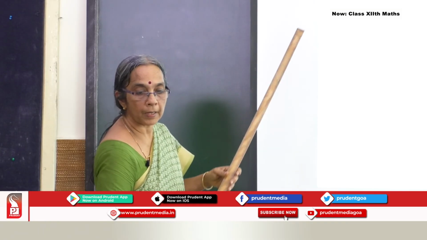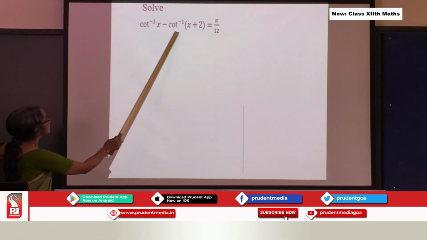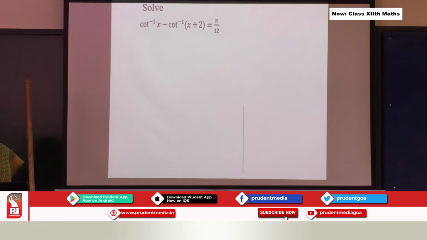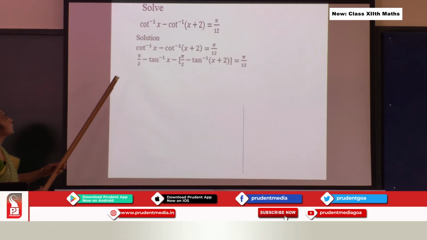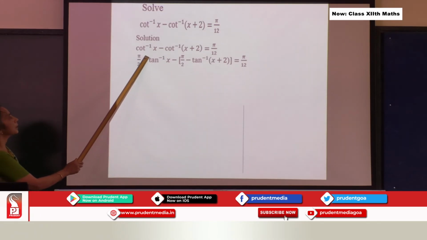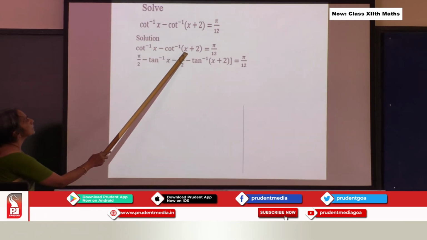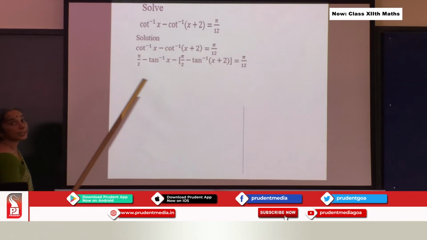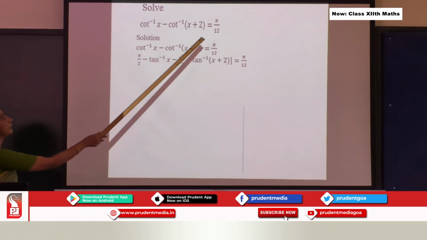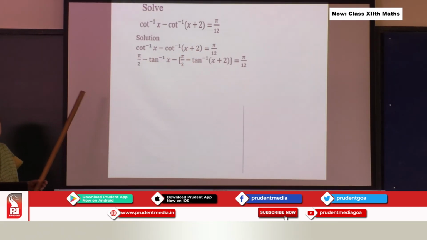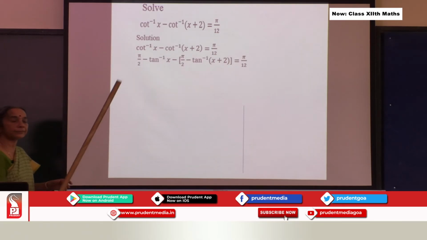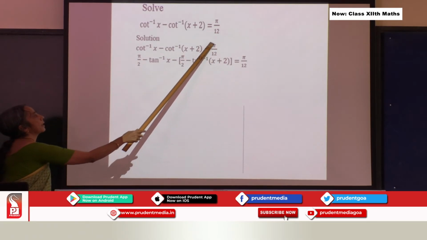Okay, another problem: cot inverse of x minus cot inverse of x plus 2 is equal to pi by 12. Pi by 12 means half into pi by 6, half into 30 degrees, so 15 degrees it is, pi by 12.